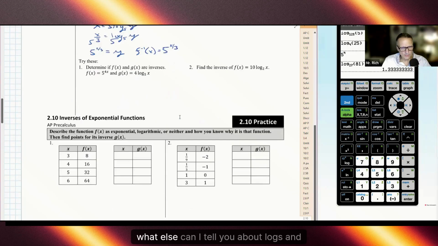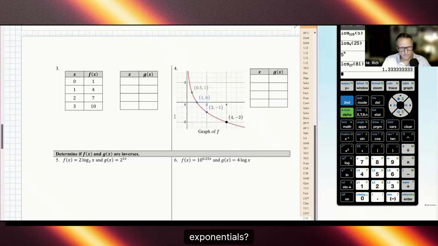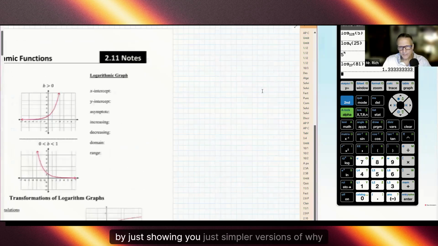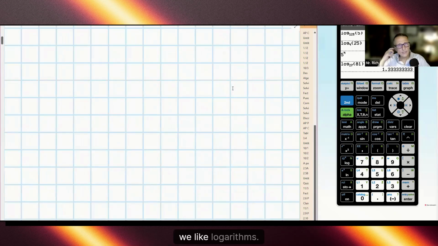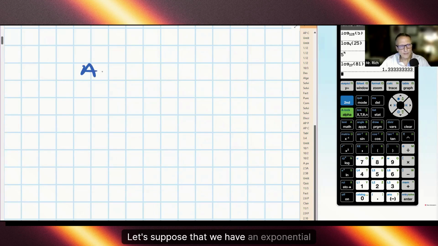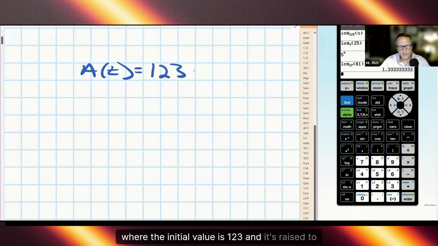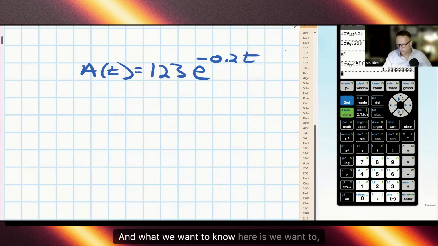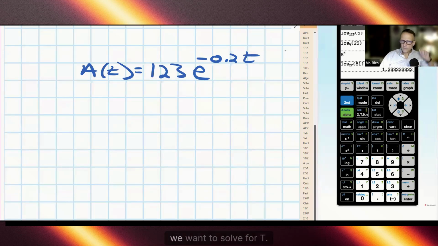All right, what else can I tell you about logs and exponentials? Let's go to 2.11, graphs of logarithms. I don't think I want to go to graphs of logarithms. I think I want to just wrap this up by showing you simpler versions of why we like logarithms. Let's suppose that we have an exponential growth function where the initial value is 123 and it's raised to the negative 0.2t. And what we want to know here is we want to solve for t.